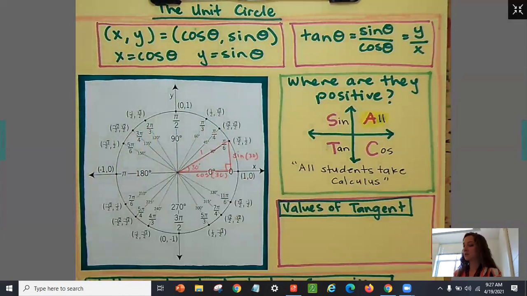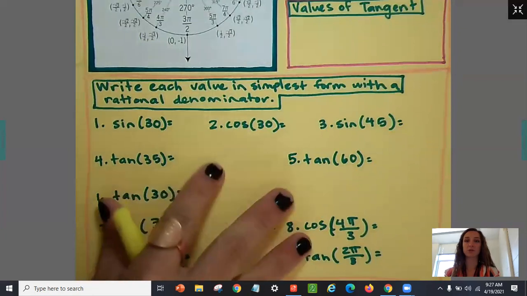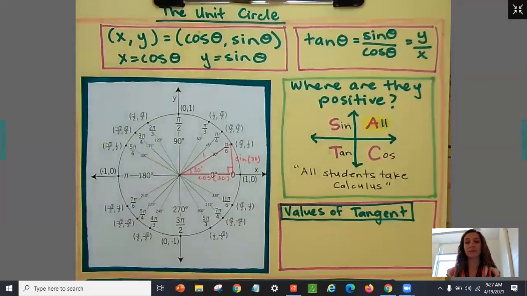That is all that we're going to talk about in this video. Please stay tuned for the next video. We're going to be talking about each value that we can get from the unit circle. We're also going to write out our values of tangent. There are a very limited number of tangent values that you can have on the unit circle. Otherwise, there are many values of tangent.